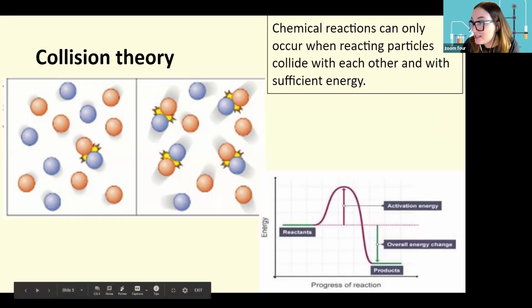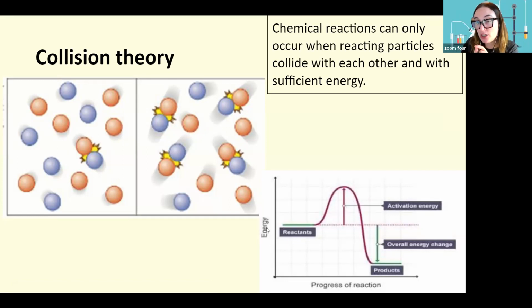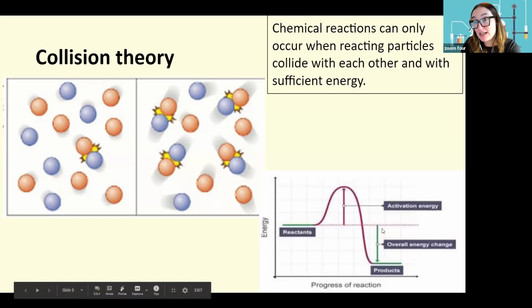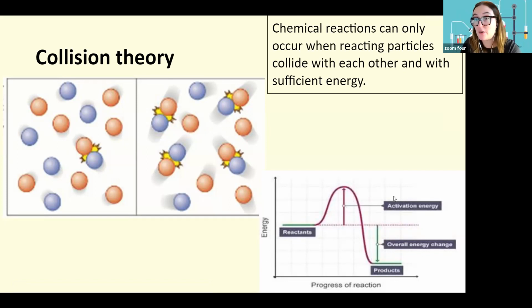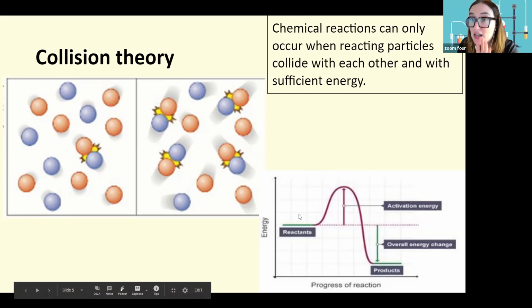So this is an exothermic reaction, okay? And it's an exothermic reaction because the reactants are at a higher energy level than the products, and all of that energy here that is excess has been released as heat, okay? So that's how we know it's exothermic. We're going to review it in a second in the revision slides, so don't worry too much.